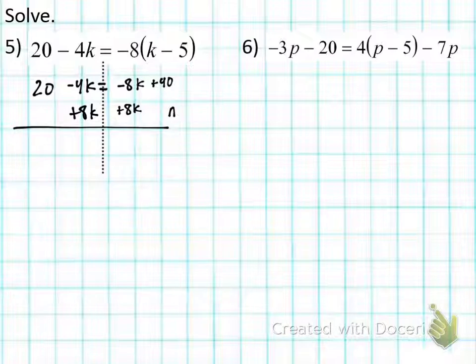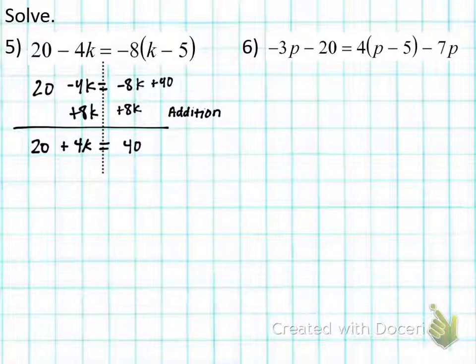So we're using the addition property. 20. What's negative 4k plus 8k? What's negative 4k plus 8k? 4k. Positive or negative 4k? Positive 4k, which is equal to 40 here, right?